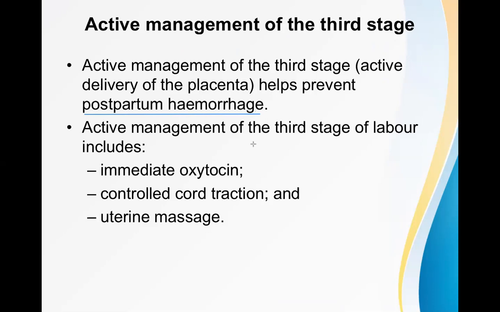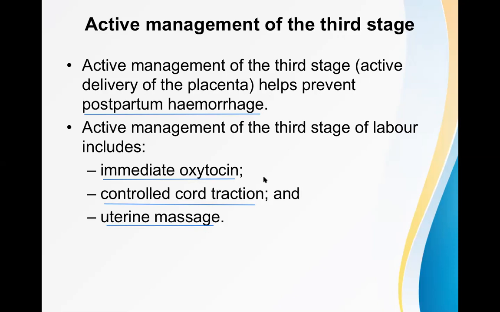Active management of the third stage of the labor includes three things, and they are immediate use of oxytocin, controlled contraction, and uterine massage. Oxytocin will cause contraction of the uterus. That contraction helps in the separation of the placenta and then pushing it downward. That's the first point. Second is controlled contraction.